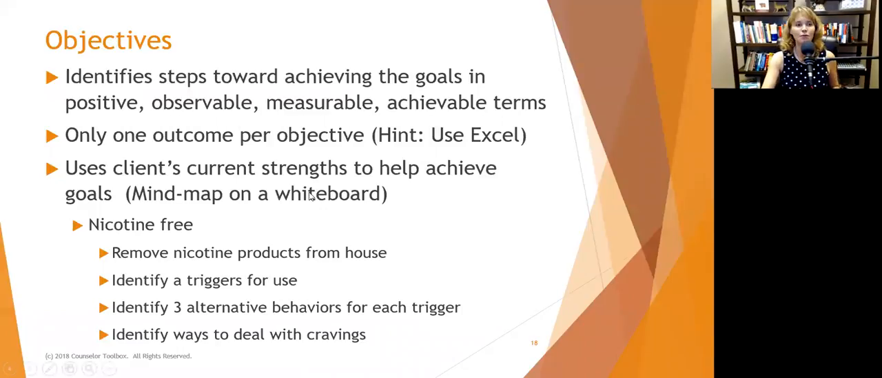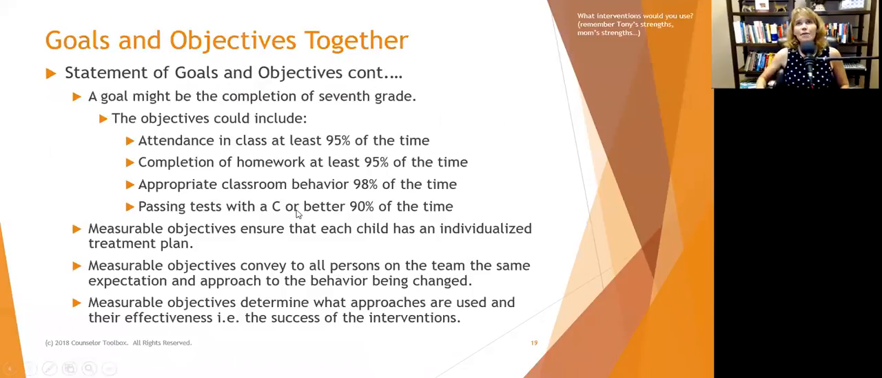So you want to have a number so you can say yes they did it or no they didn't. Statement of goals and objectives. A goal for Tony might be the completion of 7th grade, and his objectives could include attendance in class at least 90% of the time, 95% of the time, completion of homework at least 95% of the time, appropriate classroom behavior 98% of the time, and passing tests with a C or better 90% of the time.